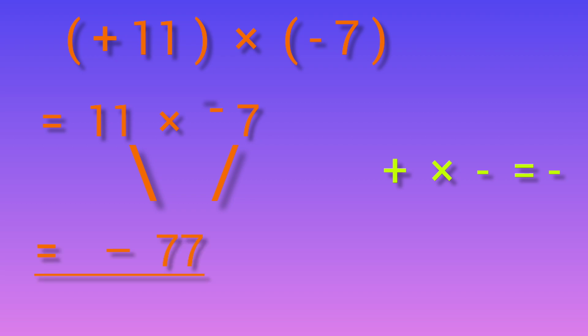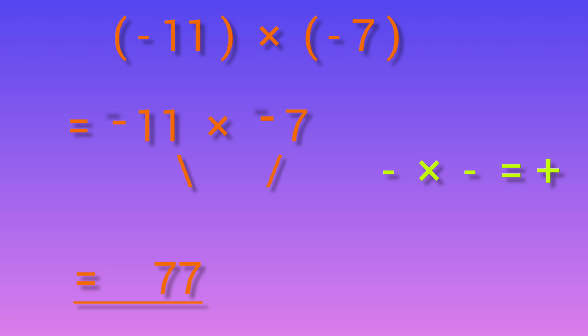Now let's look at our third example. We've got a positive 11 times a negative 7. If we remove the brackets, we will have an 11 times a negative 7. Now a positive times a negative gives us a negative. So our answer will be negative. And we know that 11 times 7 is equal to 77. So our final answer will be a negative 77.